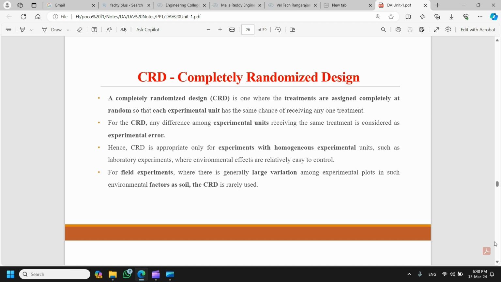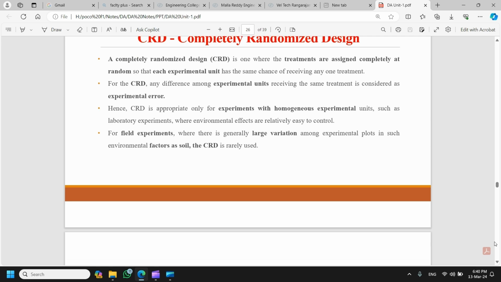The CRD, the completely randomized design, is used with homogeneous experimental units, such as laboratory experiments, where environmental effects are relatively easy to control. For field experiments, where there is generally a large variation among the experimental plots, such as the soil, the CRD is rarely used.